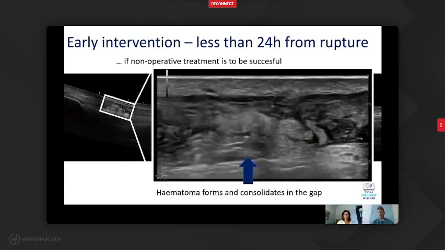Looking at the rupture, you see the black part, it's tendon fibers, and the white part here, it's hematoma. This hematoma forms within the tendon stumps. And if there's too much hematoma, it's pushing the tendon stumps apart. Therefore, we need this early intervention, putting the foot in Achilles to avoid a big hematoma.